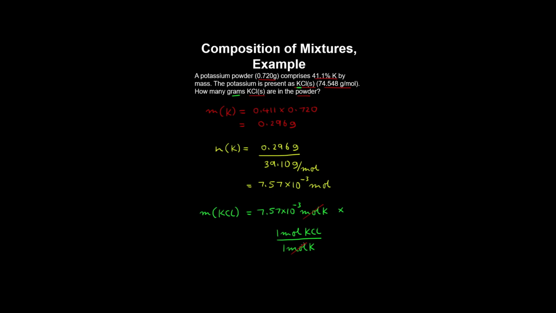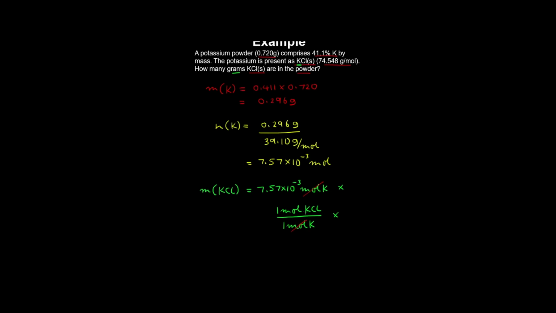So these cancel, and then to get the mass of potassium chloride, we multiply by the molar mass of potassium chloride. So the moles cancel, and we're left with grams when we do the multiplication. So that gives 0.564 grams.